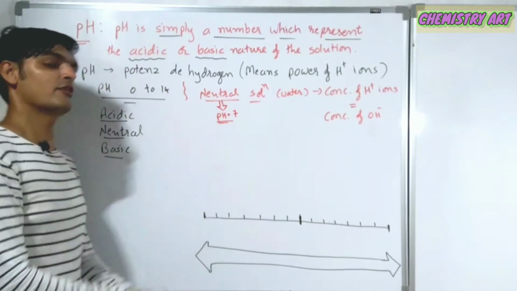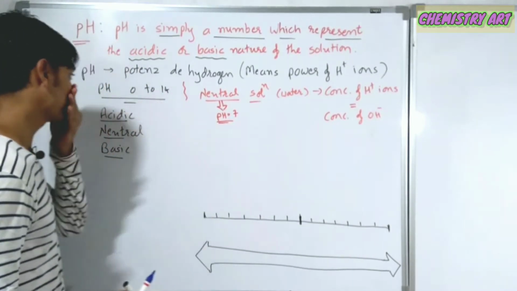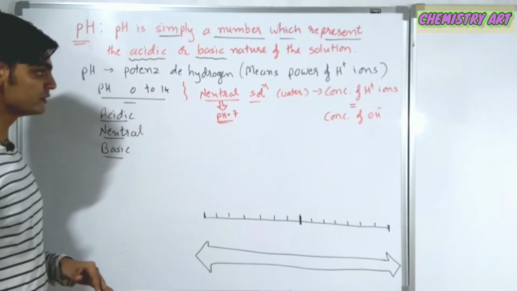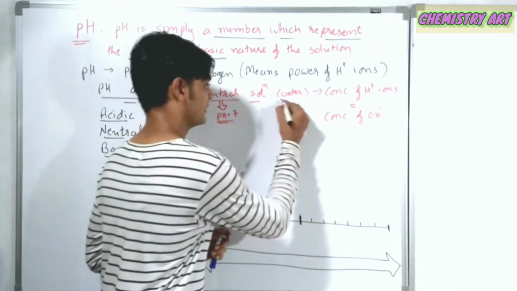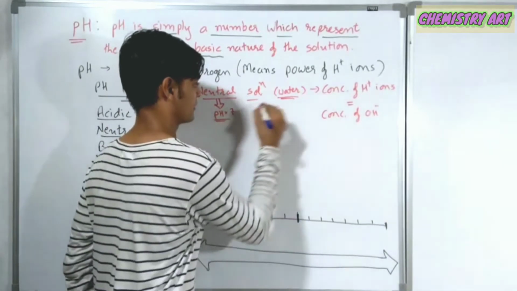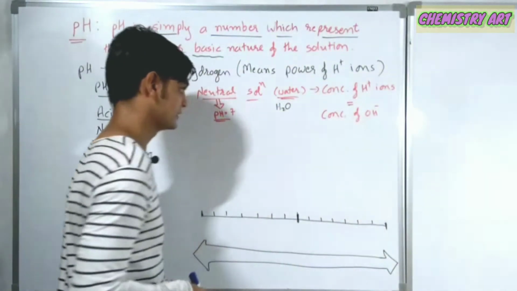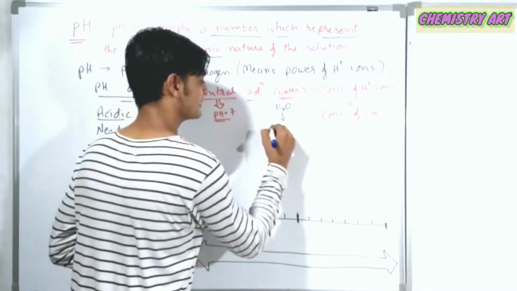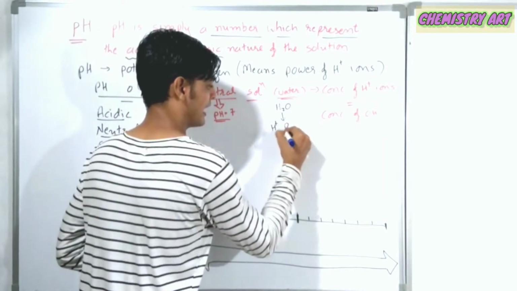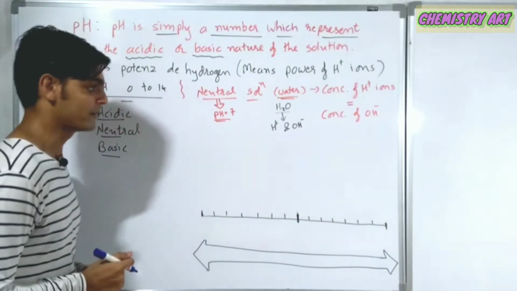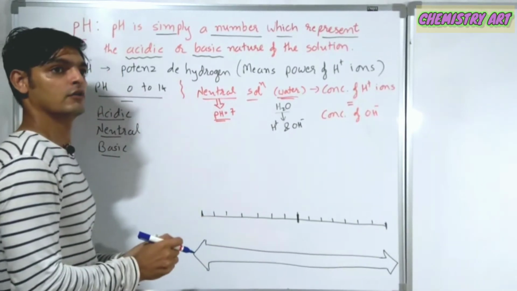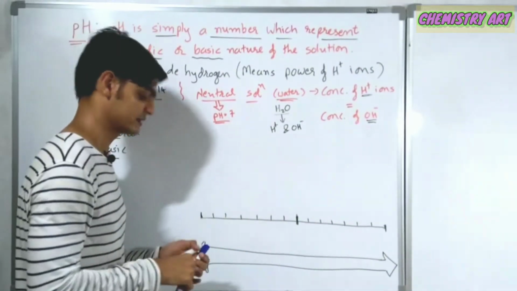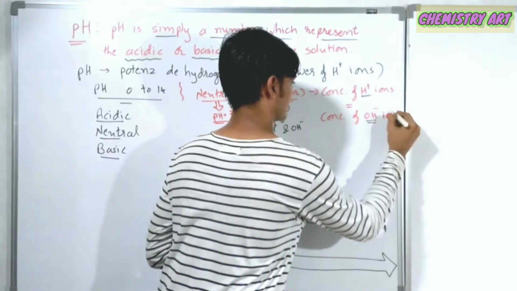So why is the pH 7 only? Again the question is the same: why do we take pH from 0 to 14 only, not more or less? For example, here we have water, H2O. When the water gets dissociated, it releases H plus and OH minus. So in a neutral solution or water, the concentrations of H plus and OH minus ions are the same.